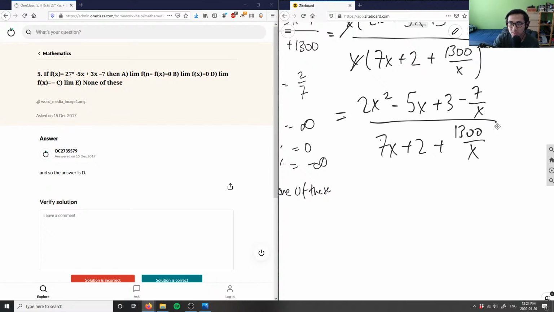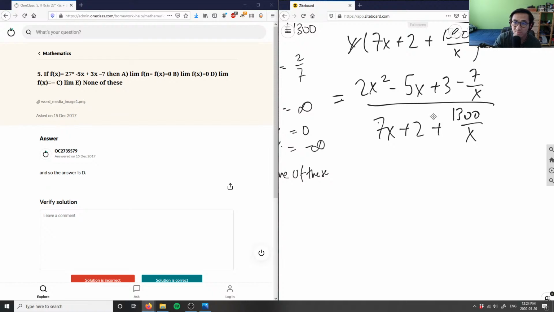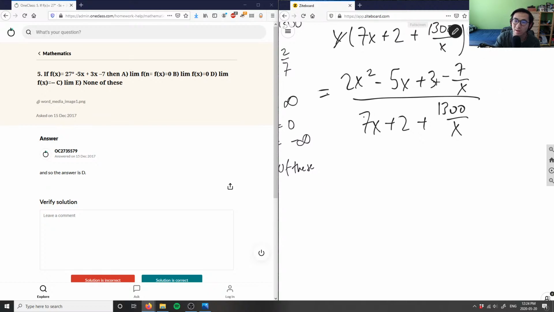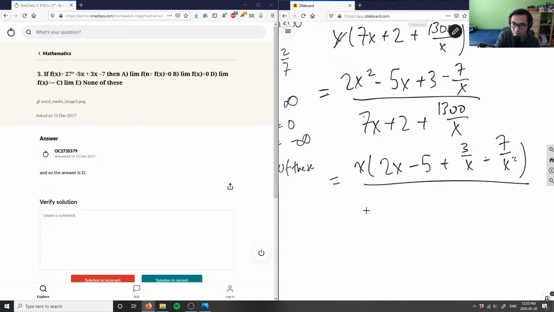And what we can do with this is sub in negative infinity. If we sub in negative infinity for this value, these terms are going to cancel out. I could actually factor this again. I could have taken out x squared. So maybe I'll do that again. I'll factor out another x here, so we get negative 5 plus 3 over x minus 7 over x squared. And I'm factoring out another x, so I get 7 plus 2 over x plus 1300 over x squared.